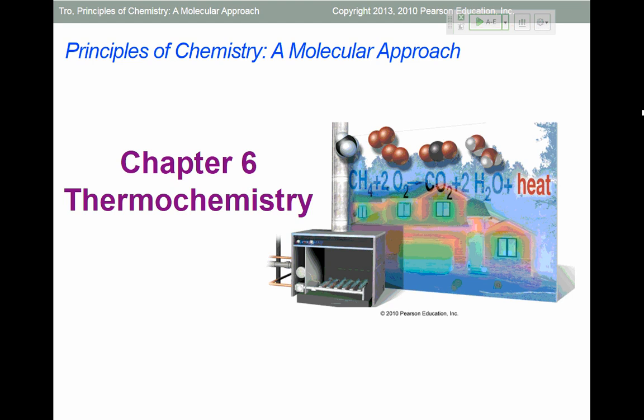So that's it for gases. Now we're going to get into thermal chemistry, which is going to be the study of energy in chemical reactions. But first we have to understand energy.